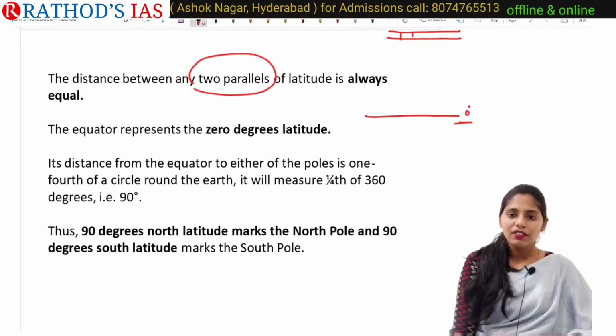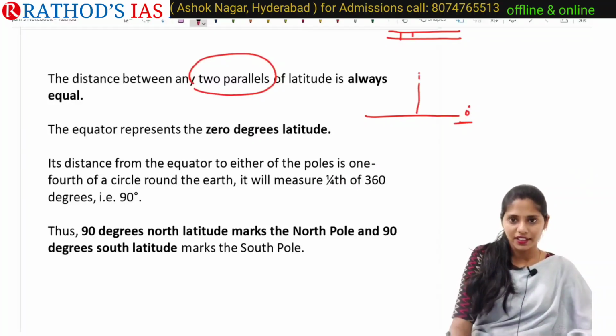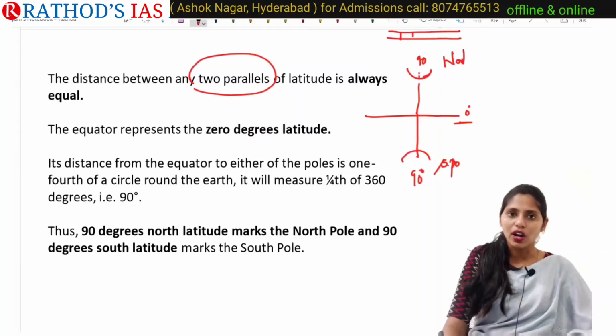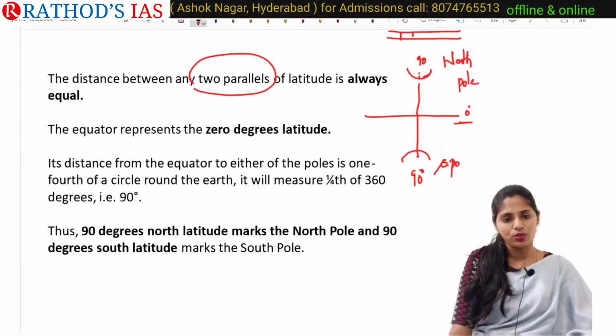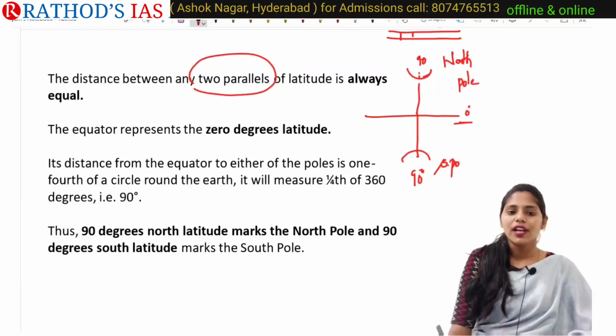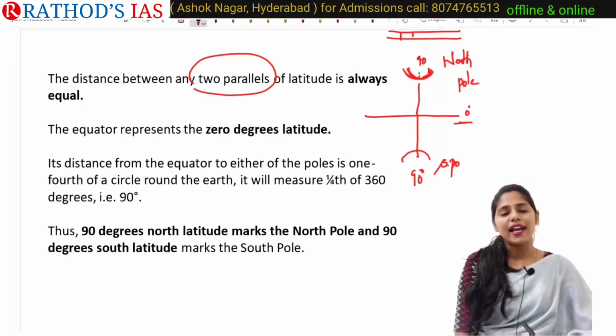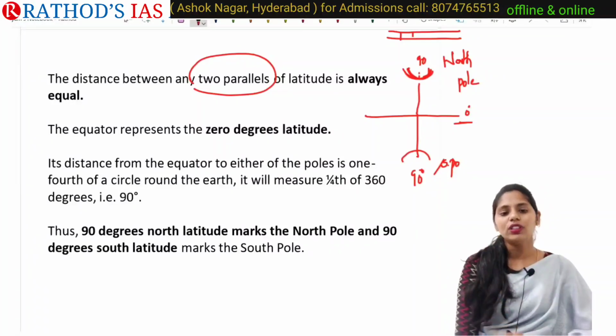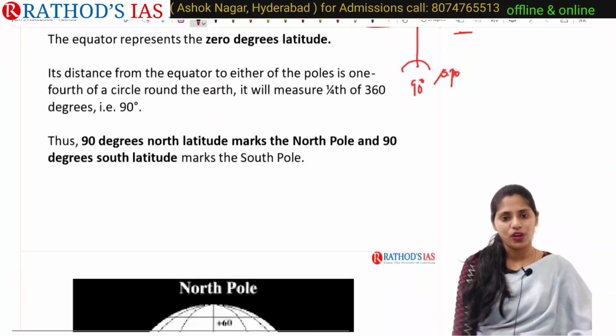Right? And if you see, from 0 degrees, if you are moving towards 90 degrees, this 90 degrees is our North Pole and this 90 degrees is our South Pole. So 90 degrees north latitude mainly marks the North Pole and 90 degrees south latitude marks the South Pole.